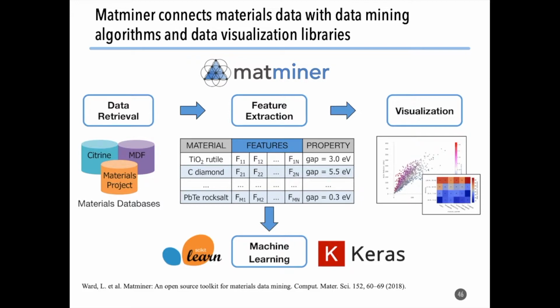So rather than trying to reinvent those, we just try to focus on the parts that are really specific to material science, which is getting materials data and turning materials quantities into numbers for the machine learning algorithms. MapMiner also does some visualization as well. One of the key things, though, is this feature extraction step.